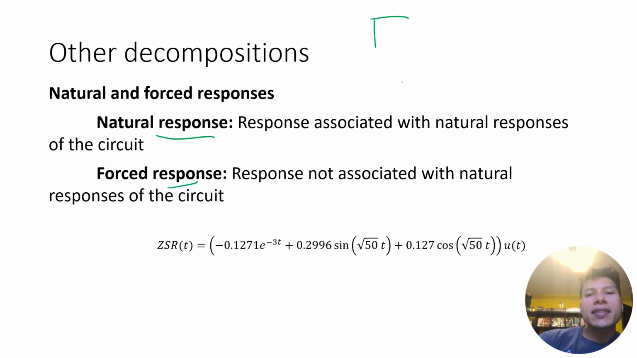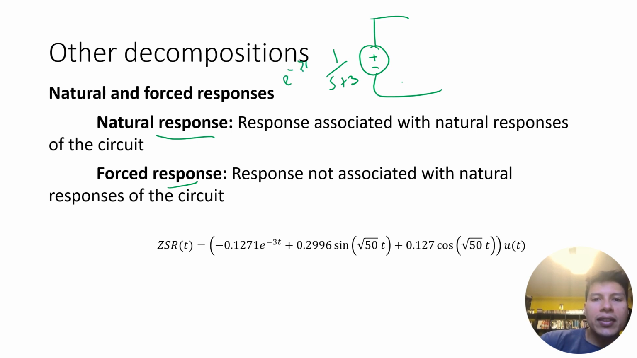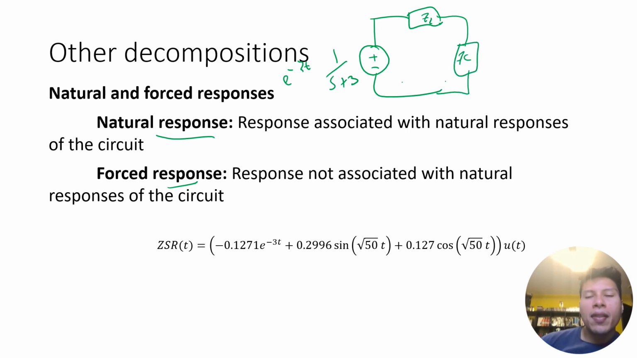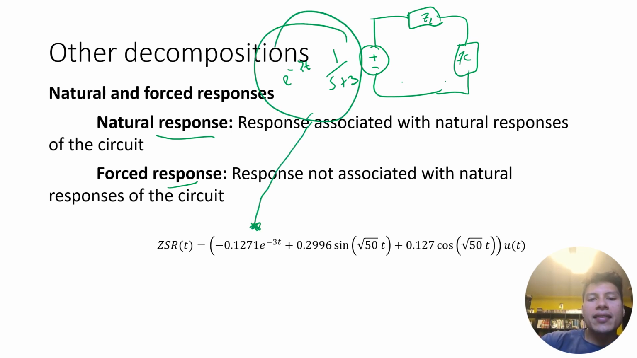So if you looked at our previous circuit, we had a source, 1 over s plus 3, or e to the negative 3t. Then we had an inductor, and then we had a capacitor. In that case, typically the forced response is whatever response is of the same form as the sources. So when we were analyzing circuits in the beginning of the semester, what you would consider the forced response would be that particular solution that you came up with.